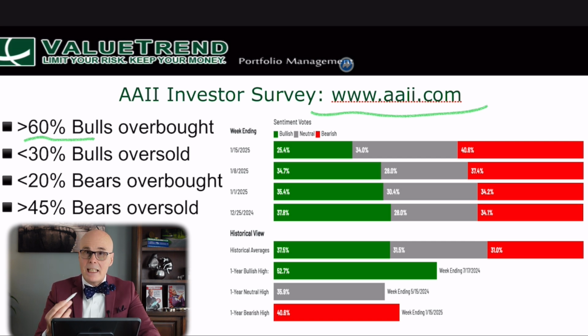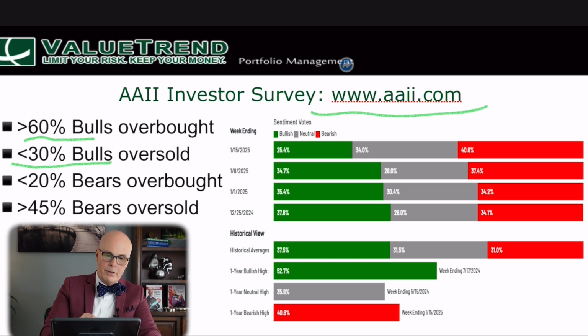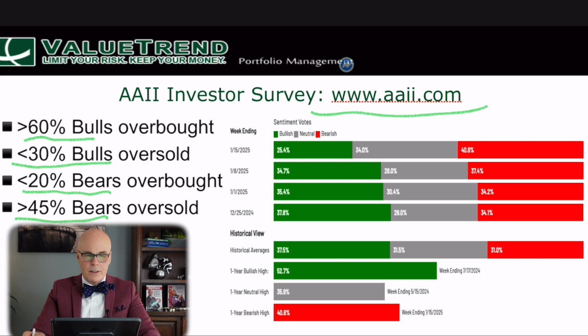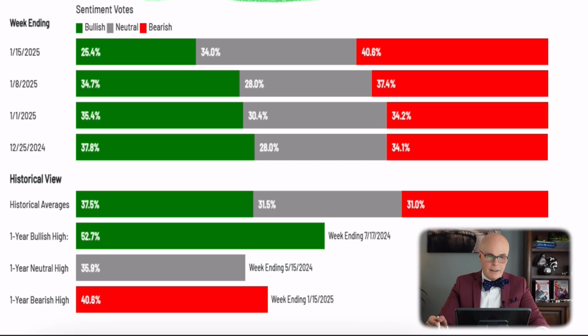If we have 60% of those retail investors in that very, very large sample size saying they are bullish, it tends to tell us that markets are overbought. If we have less than 30% of the respondents of this survey as bullish, that tends to tell us that markets are oversold. And the opposite is true as well. If we have too few bears, that means that markets are overbought. If we have too many bears, that means markets are oversold. Let's take a look at some history.